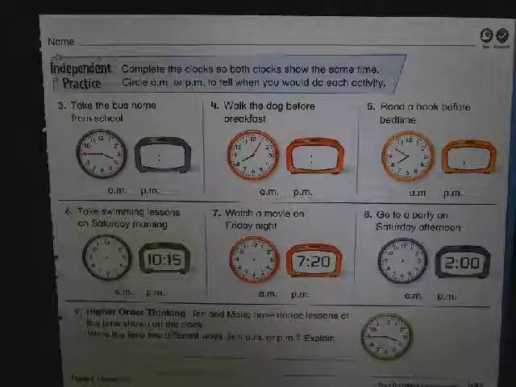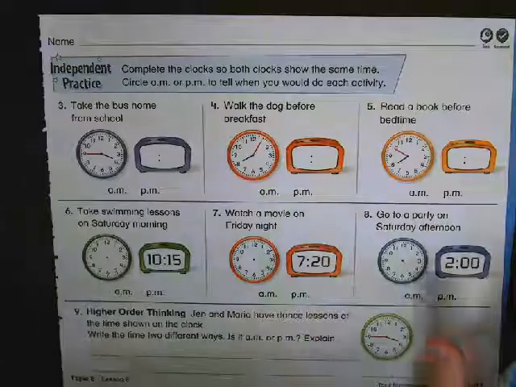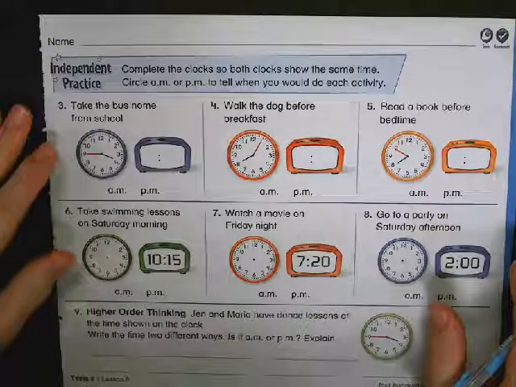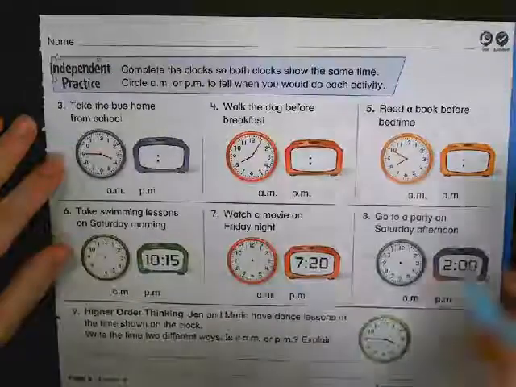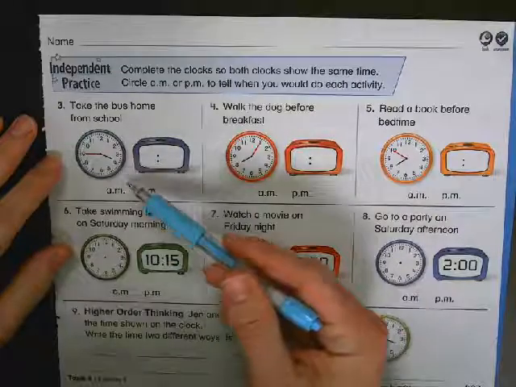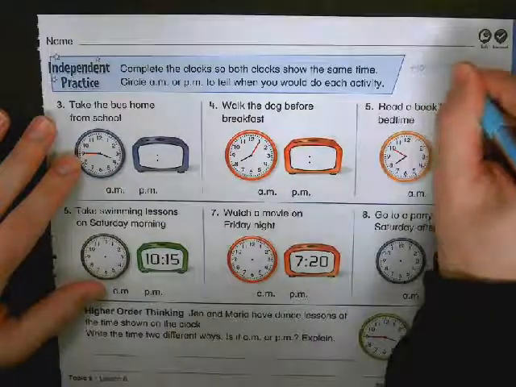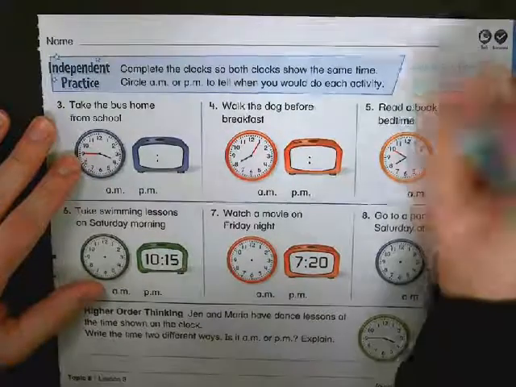Friends, today topic 8-8 focuses on AM and PM, morning and night. What do you need to know? You still need to be able to tell the hour hand and the minute hand. The hour hand's the shorthand. Hour equals the shorthand. Minute.